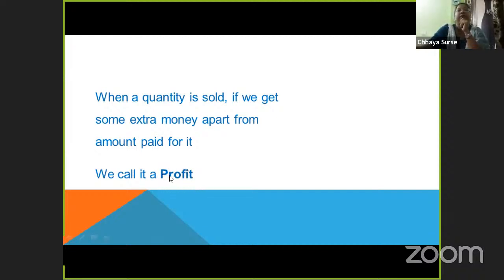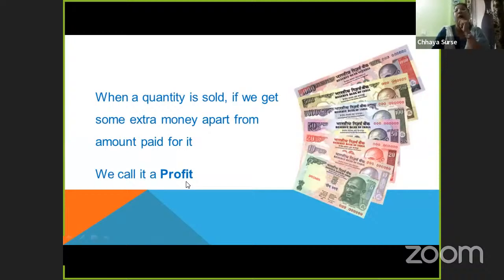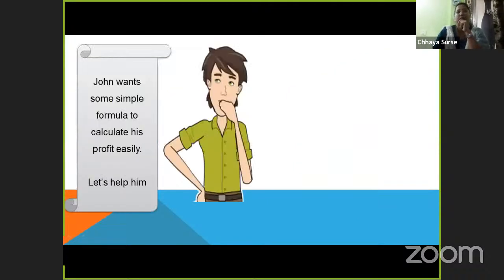But how do we calculate the profit? Now you have clear this concept: profit means when a quantity is sold, if we get some extra money apart from the amount paid for it, we call it a profit. But we have to know how to calculate the profit. John wants a simple formula to calculate his profit easily. Let's help him.